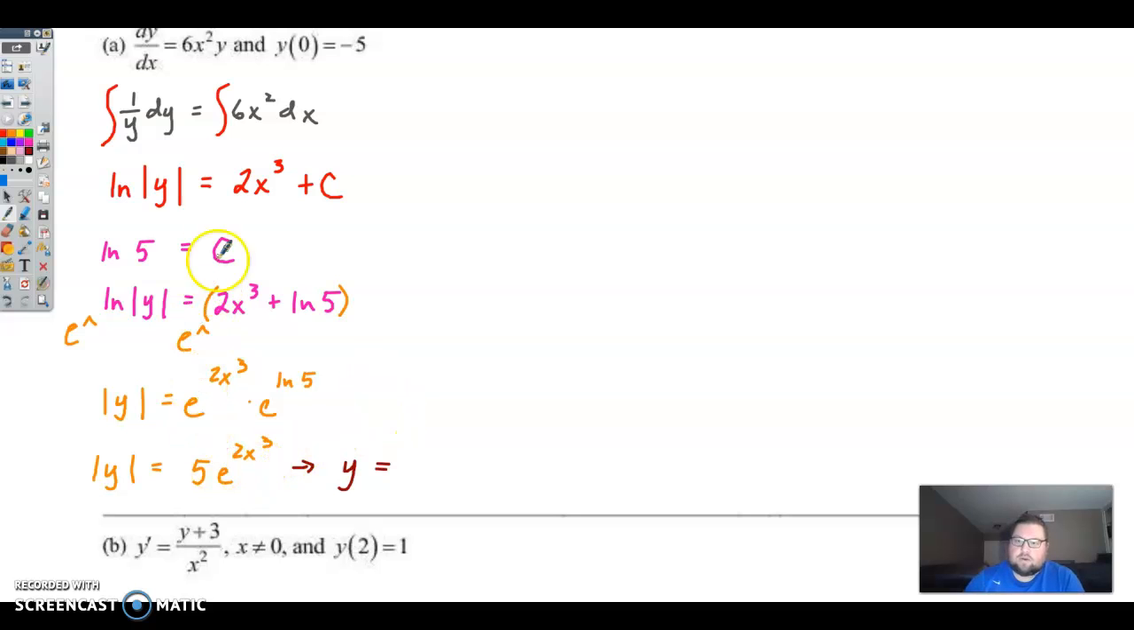Just like with square roots in our lesson yesterday, it always goes back to that initial condition. The only way that this exponential can be a negative number, exponentials are always positive unless they have a negative in front of them. So the only way we can get a negative y value is if the function has a negative in front of it. So -5e to the 2x cubed. That would be it.